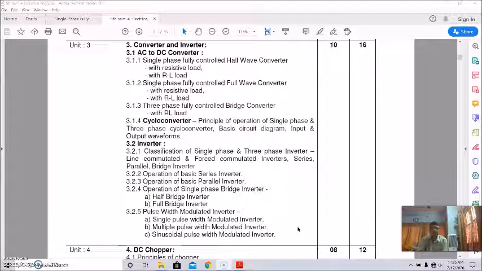So far we have covered in this power electronics and drive class, unit 3, the converter portion, AC to DC converters. We have covered single phase fully controlled half wave converter with resistive load and RL load, single phase fully controlled full wave converter with resistive load and RL load, etc. And today in this class we'll discuss some numericals on single phase full wave half controlled rectifiers and some alternative circuit arrangements of these converters.